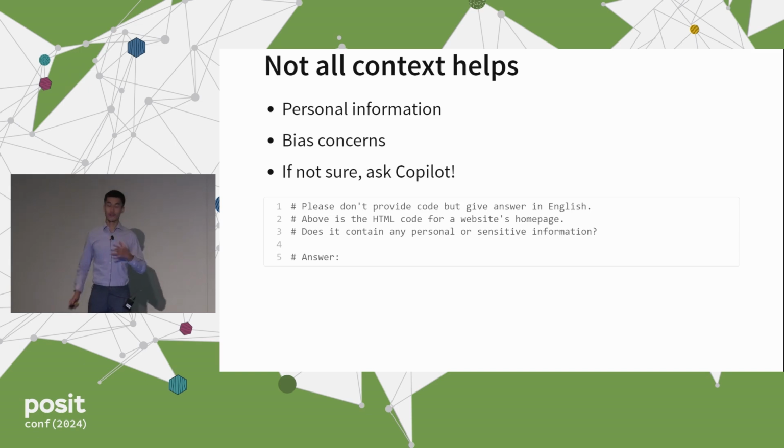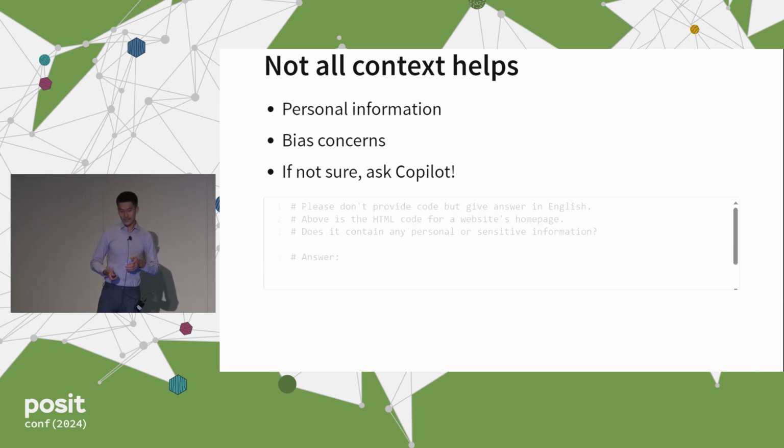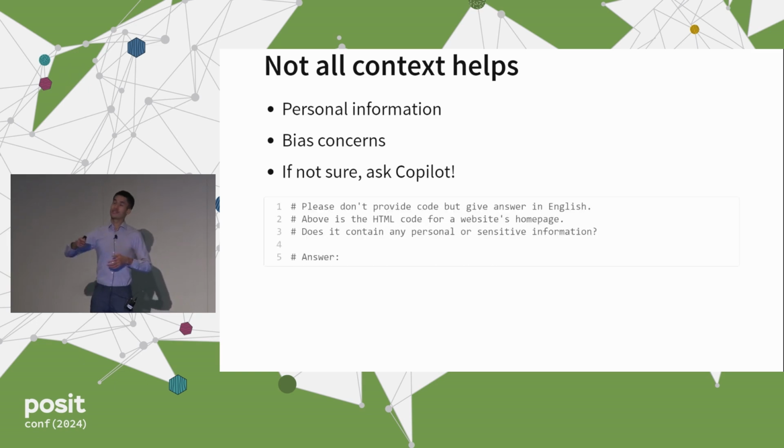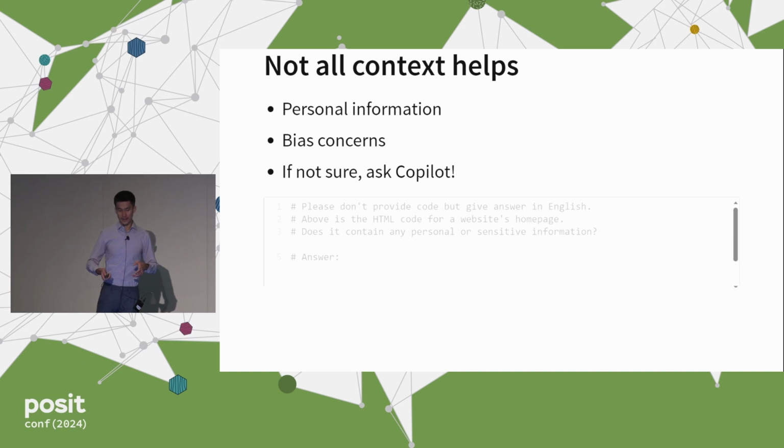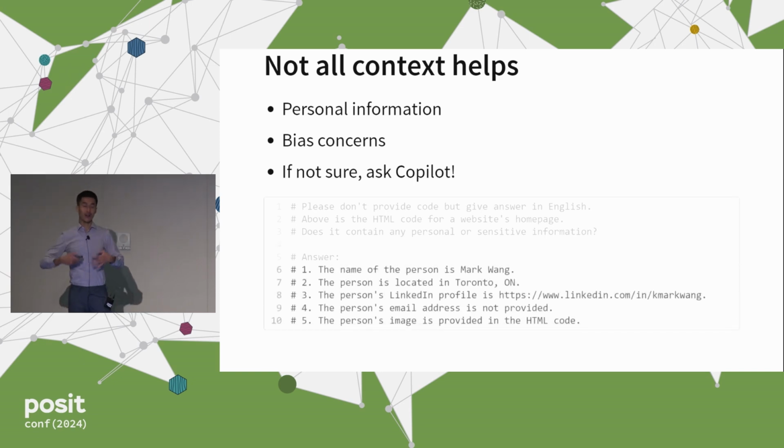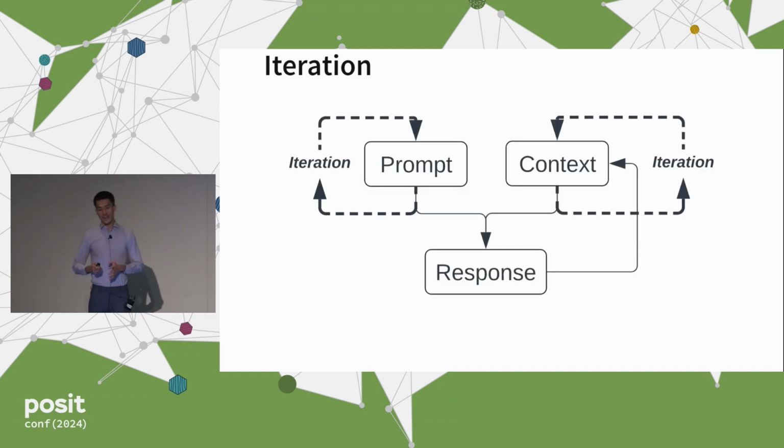Now, this means it's very important for you to know your context, number one. And if you're not sure, you ask Copilot. In this case, I use a question type of prompt and tell Copilot to answer in English. I also lead in with the word "answer", and Copilot will tell me where in the context I can have this concern about privacy or bias. It's very important for us, whenever we use large language models, to be aware of and mitigate those risks.